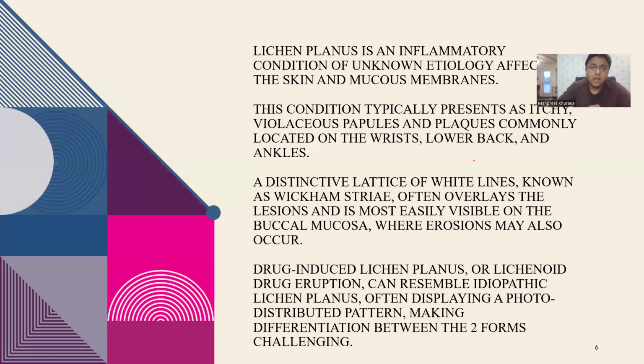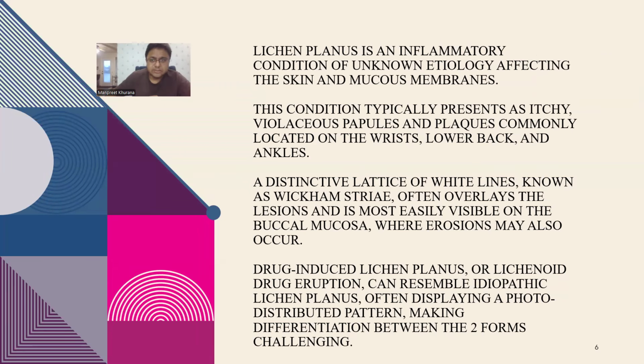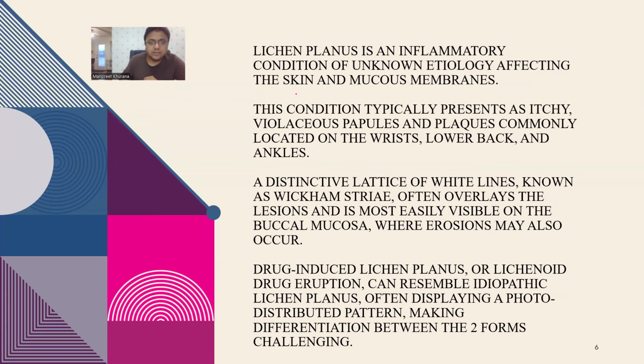We'll discuss how. Now, lichen planus is an inflammatory condition of unknown etiology. The etiology is still unknown, affecting the skin and mucous membranes. This condition typically presents as itchy, violaceous papules and plaques, commonly located on the wrist, lower back, and ankles. A distinct lattice of white lesions, lines known as Wickham striae, often overlays the lesions, and it's easily visible on the buccal mucosa where erosions may also occur. So you can commonly find it on the buccal mucosa, and Wickham striae is very important to learn.